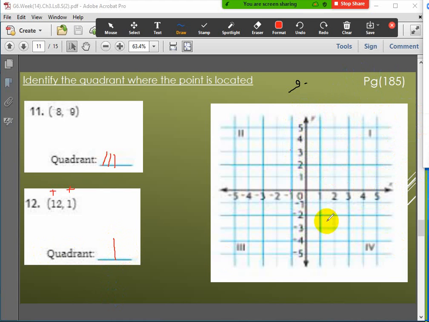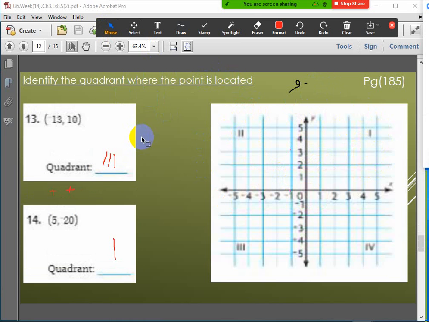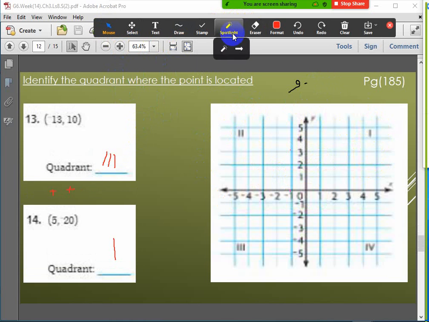Girls, I told you you have to save. I told you on Thursday, girls, please save the numbers here of the quadrants, and each one will be positive or negative, according to the axis. Now let's move to number 13. I want to know here in which quadrant this point is, (-13, 10).